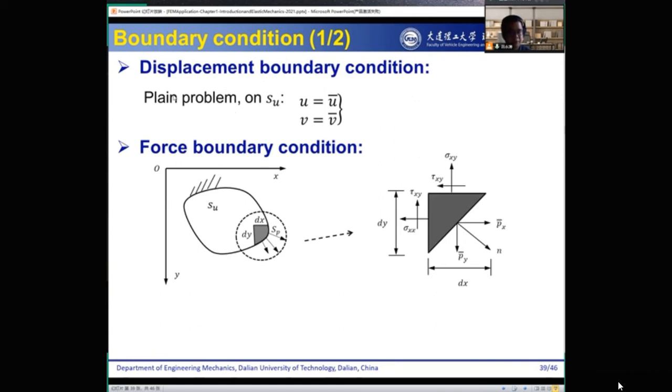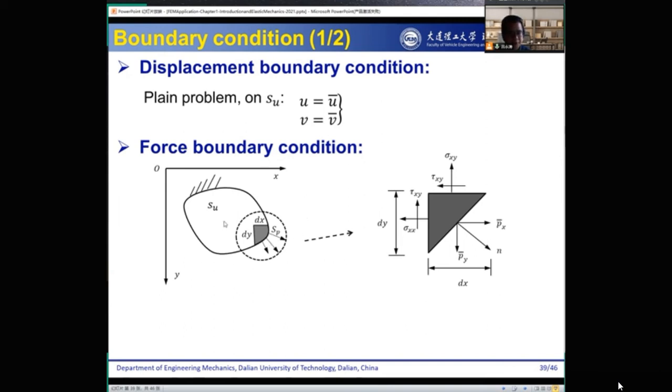First, the displacement boundary condition, which means we know the displacement at certain boundaries. So, for example, on this surface, we know the displacement U equals U bar, and V equals V bar.